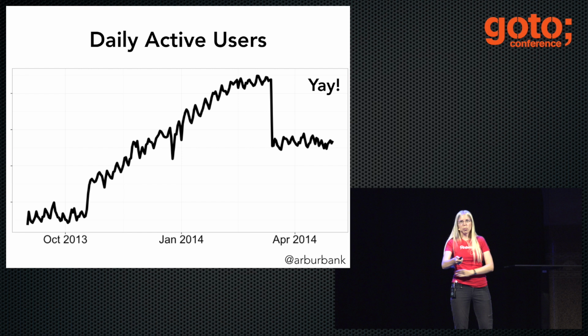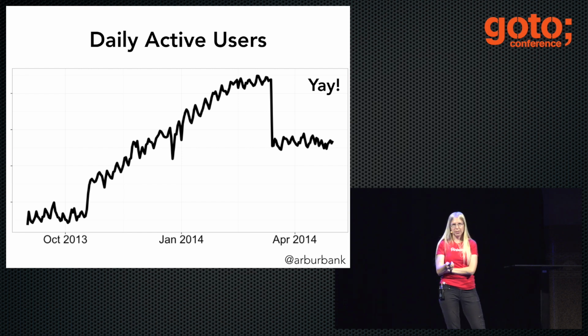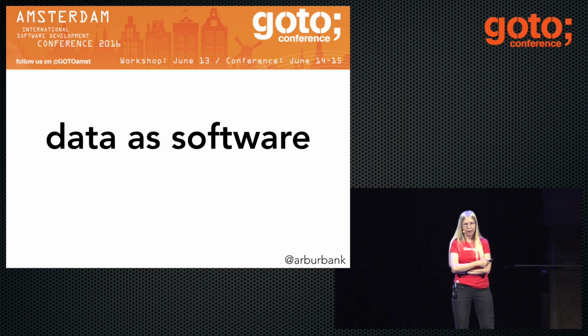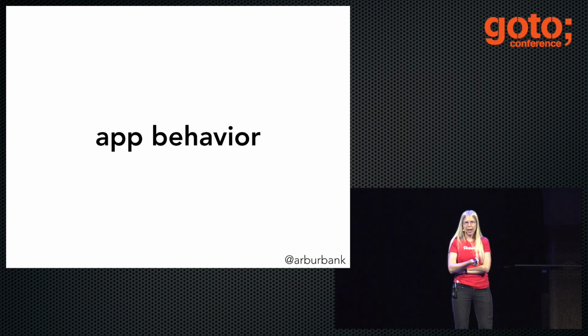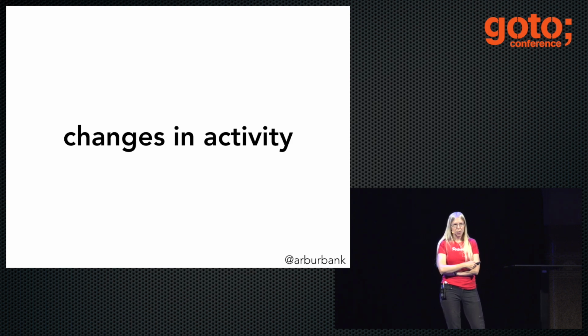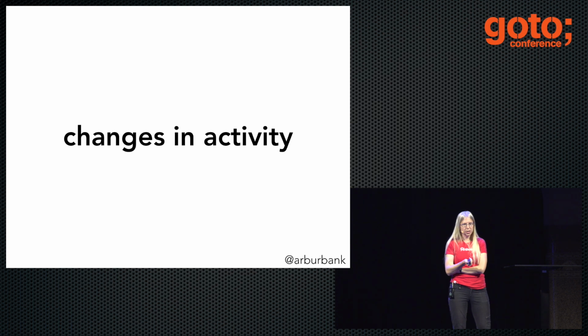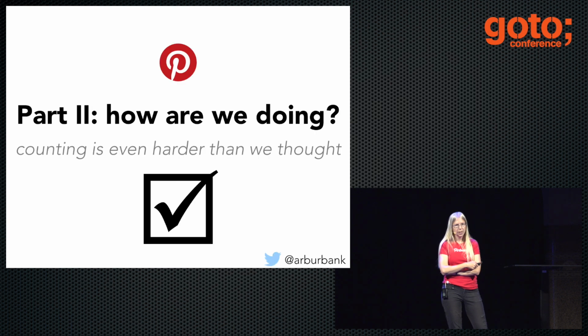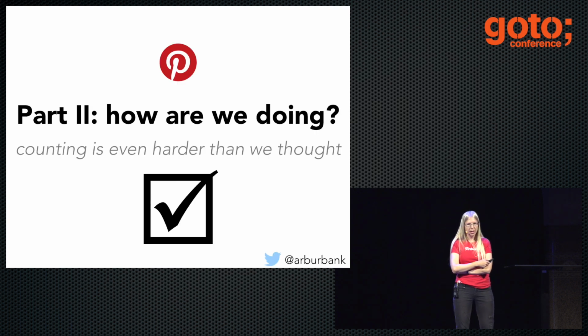But we now have a real count of how many users are visiting Pinterest again, and we can see that we learned about what our software was doing by looking at the data. Data as software. We actually learned something about how our app worked that we hadn't understood before from looking at the data. We understand how activity changed at certain points of time, and we can now add explicit logging that helps us understand what's going on. Counting was even harder than we thought, but now we have a sense of who's coming to Pinterest.